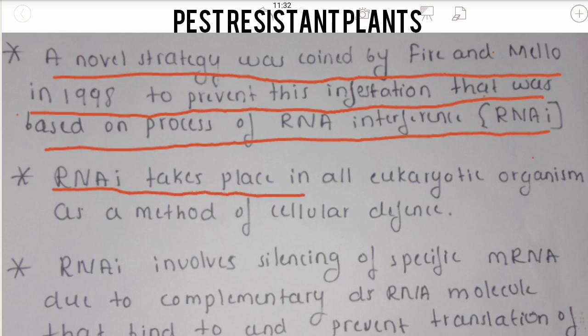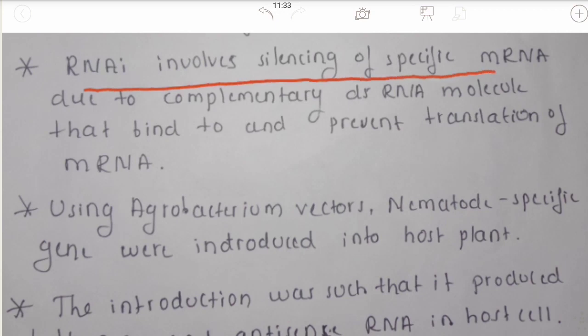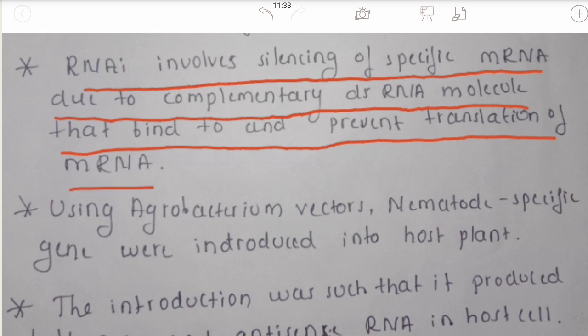RNAi takes place in all eukaryotic organisms as a method of cellular defense. Cellular defense is much required so that we can be protected. RNAi involves the silencing of specific mRNA due to a complementary dsRNA molecule that binds to and prevents translation of the mRNA. So basically RNAi silences the specific mRNA, which means it completely blocks the expression of that mRNA, because a complementary dsRNA molecule forms, binds, and prevents translation. This complementary RNA basically comes from infection by RNA viruses or maybe transposons, which are mobile genetic elements.